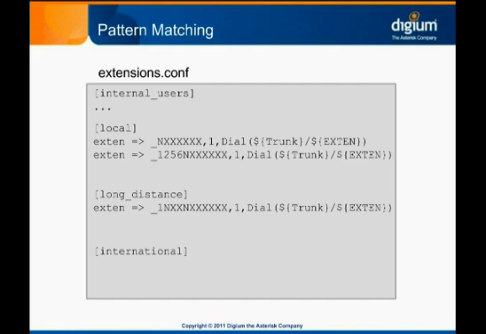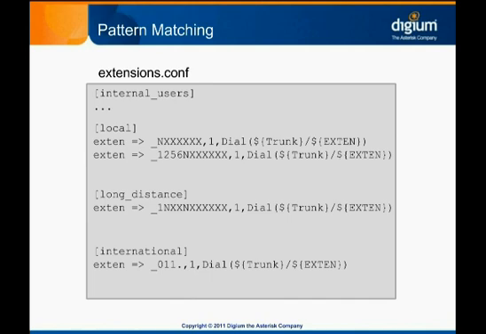The international context will have a different pattern that allows a dial to any number beginning with 011 that has at least one additional digit. This pattern is used because different countries use different numbers of digits in their numbering plans, so there's no easy way to know just how many digits will need to be dialed for an international number.